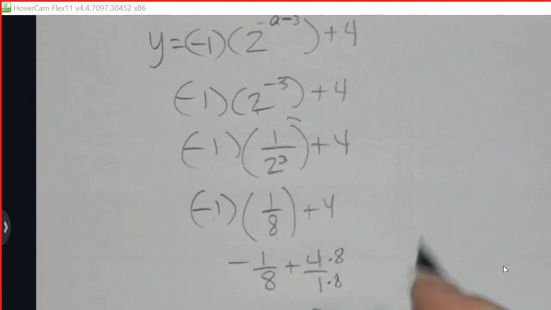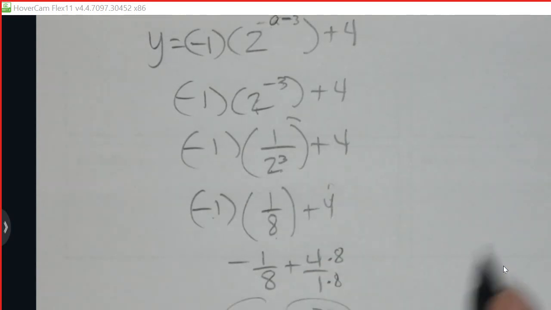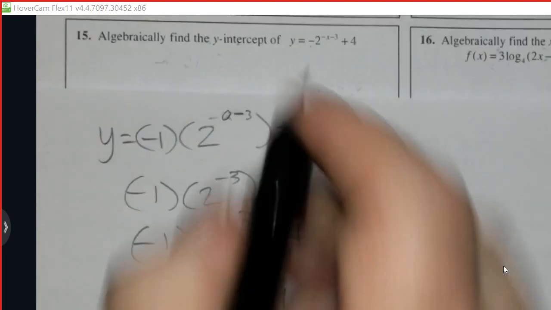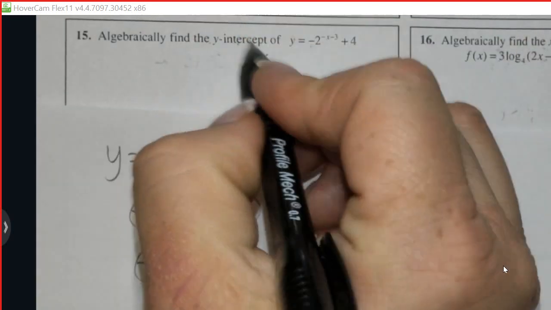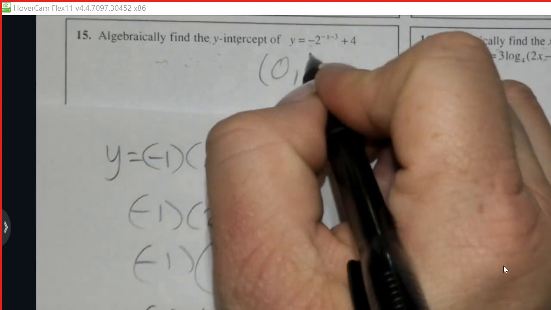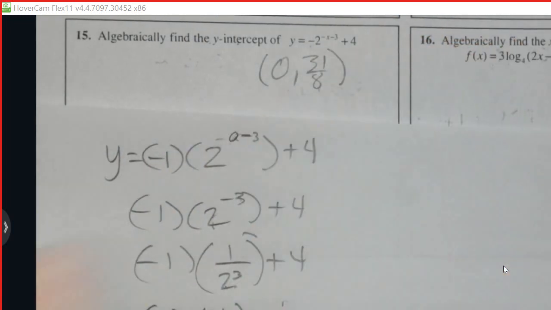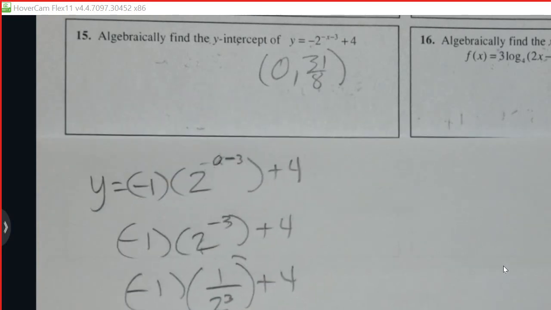I know that when I add or subtract fractions, I need to have the same denominator. So now this is the same as 4. 32 over 8 is just the same as 4. So when I combine, I have -1 plus 32. That's 31 over 8. There we go. So we have a y-intercept, x is always 0 for a y-intercept, and 31 over 8. If I look back, yes, he does want you to leave it as a fraction.